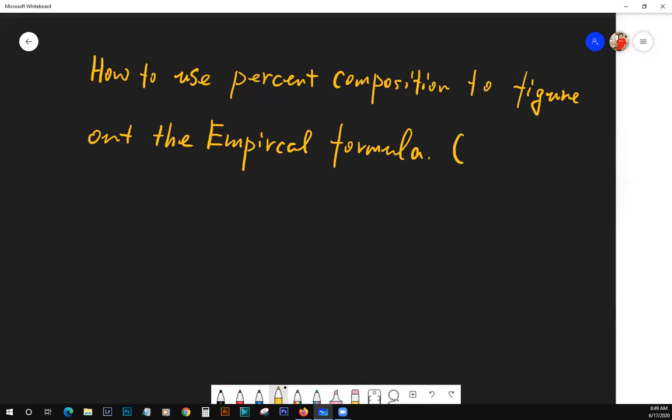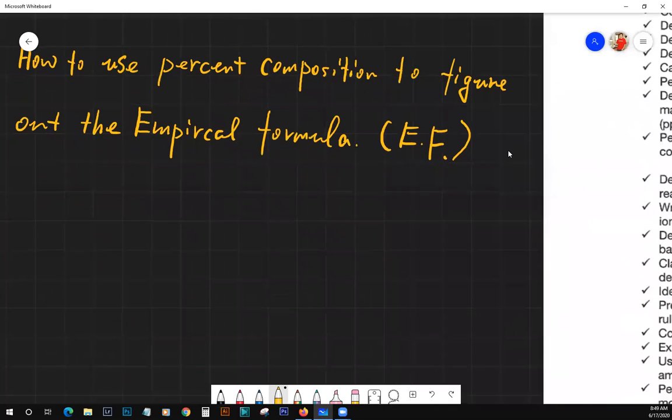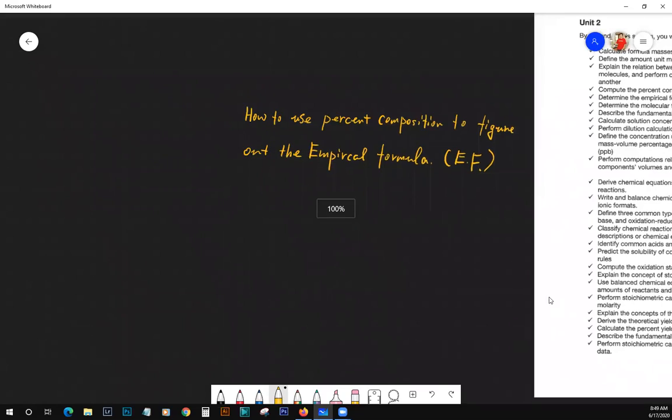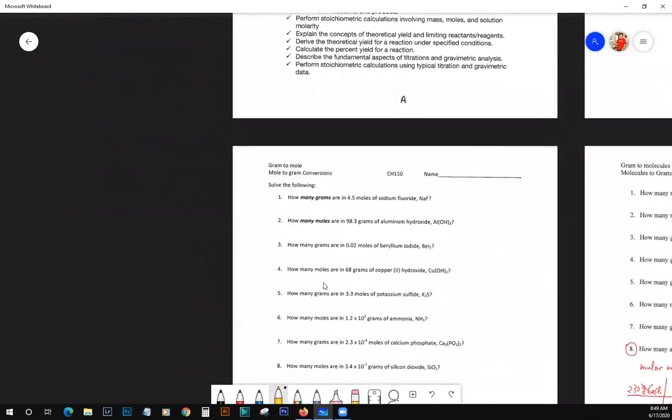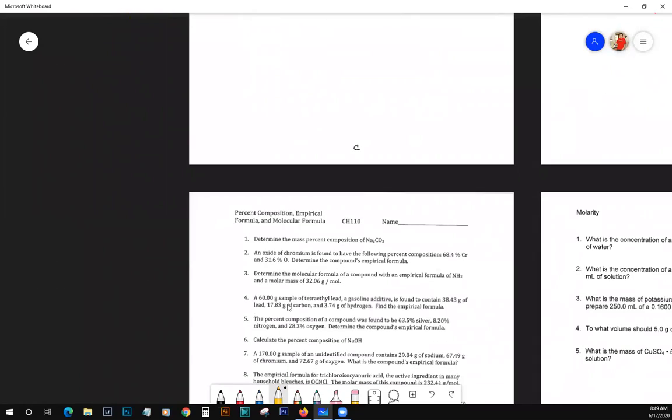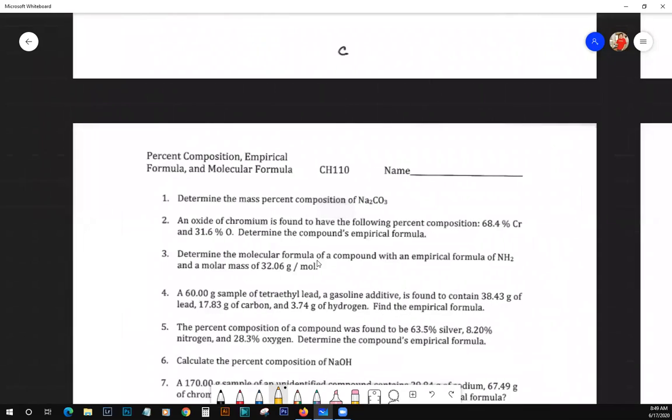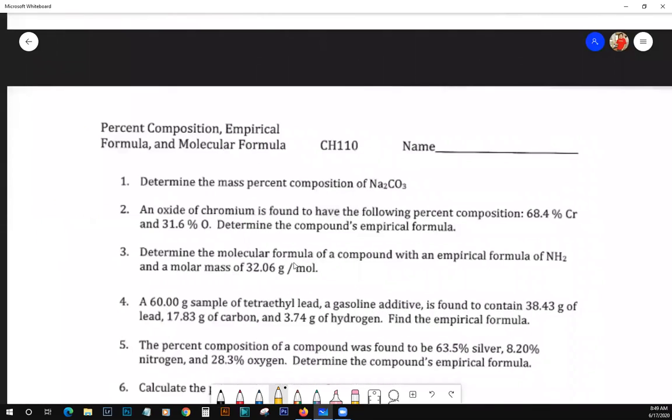Empirical formula is short for EF. Let's use one example to figure this out. I think we have examples here. We have one of the examples here.